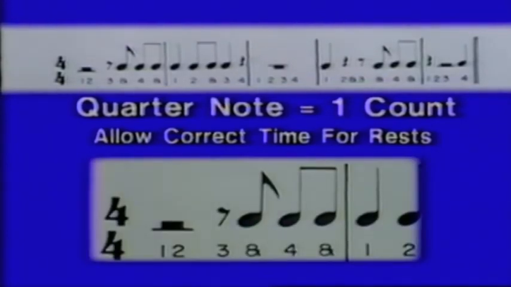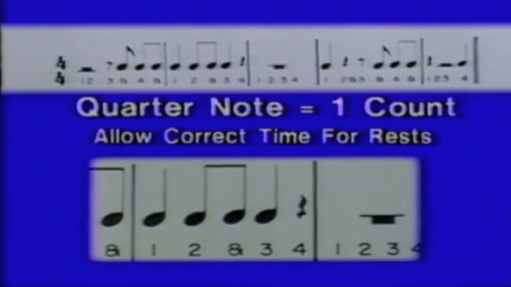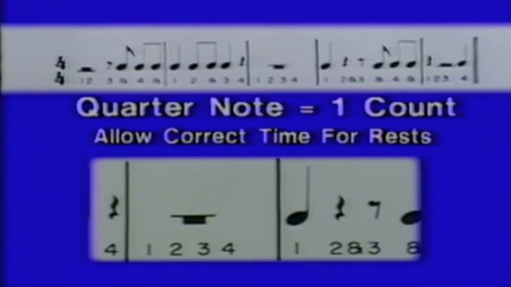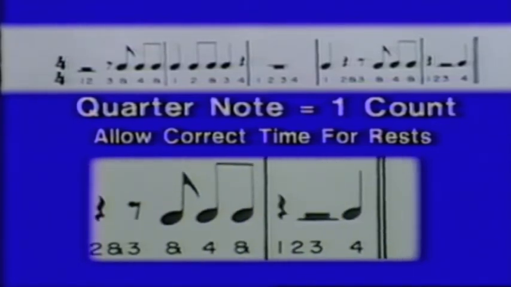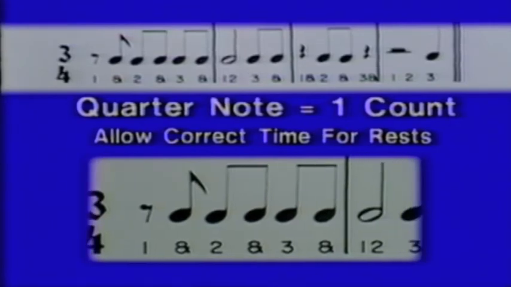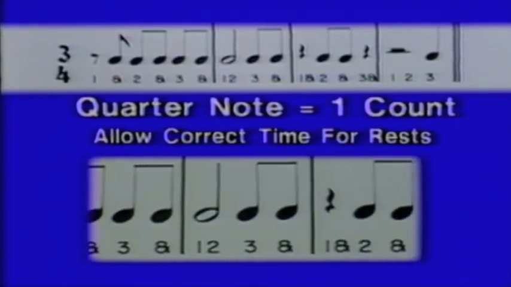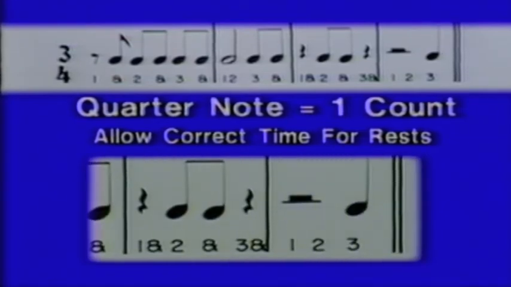1, 2, 3, 4. 1, 2, 3, and 4, and 1, 2, and 3, 4. 1, 2, 3, 4. 1, 2, 3, and 4, and 1, 2, 3, 4. Going on to the next example in 3/4 time. 1, 2, 3. 1 and 2 and 3 and 1, 2, 3 and 1, 2 and 3, 1, 2, 3.